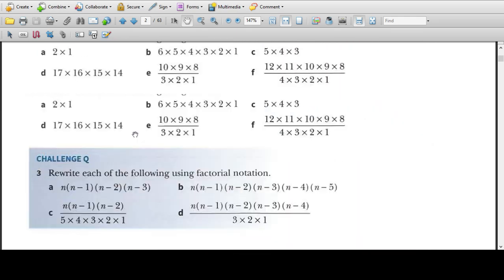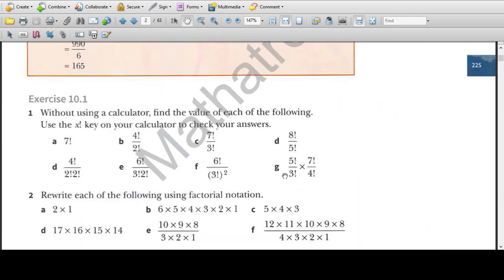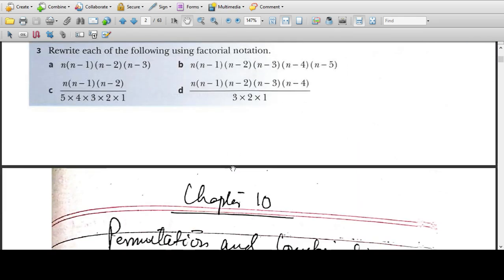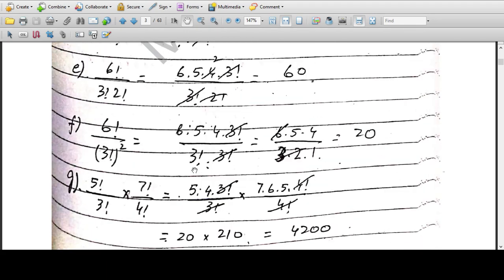And similarly for parts 2, 3, 4, and this f part, 6 factorial and 3 factorial squared. So 6 factorial is 6 multiplied by 5 multiplied by 4 multiplied by 3 factorial, and this is 3 factorial and 3 factorial. This 3 factorial cancels this 3 factorial, and 3 factorial can be written down as 3 2 1, and 6 5 4 is here, and this 6 cancels out this 3 to the 6, and this 6 5 4 the 20.